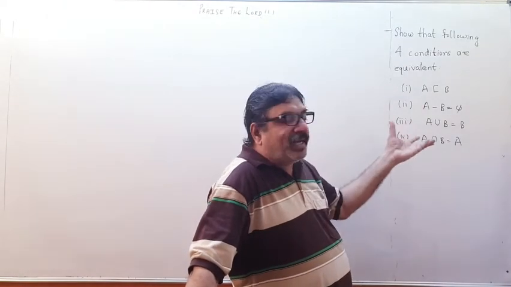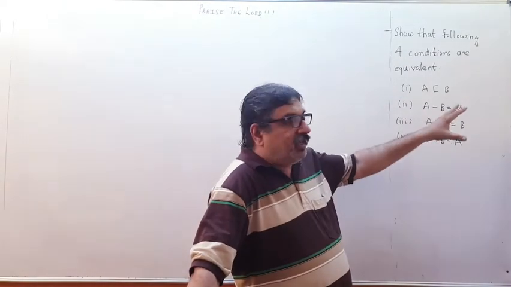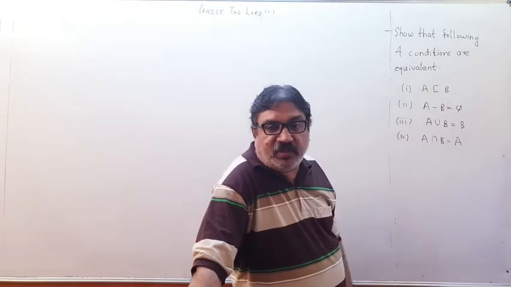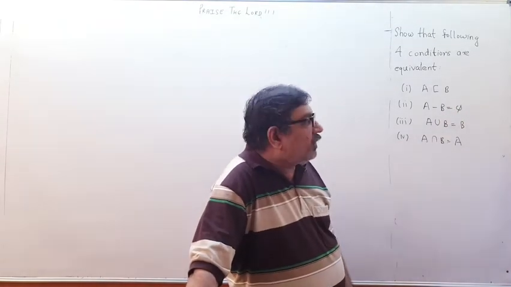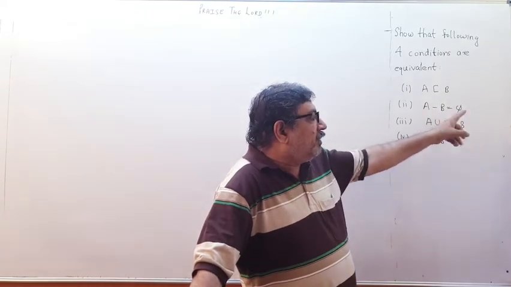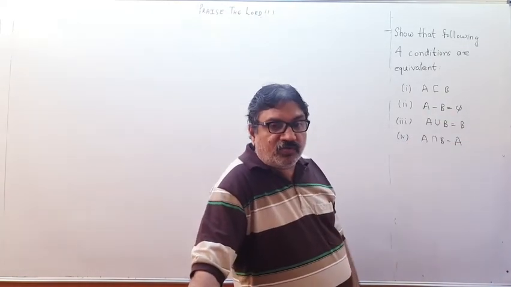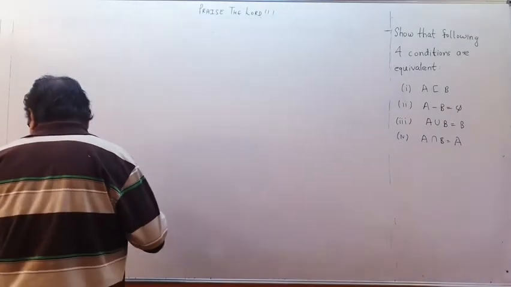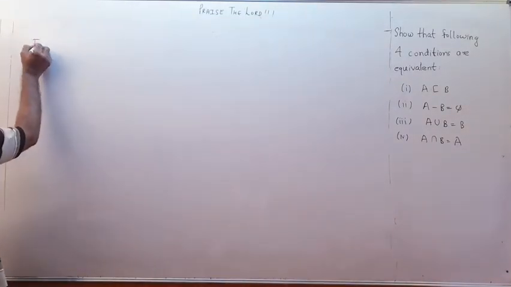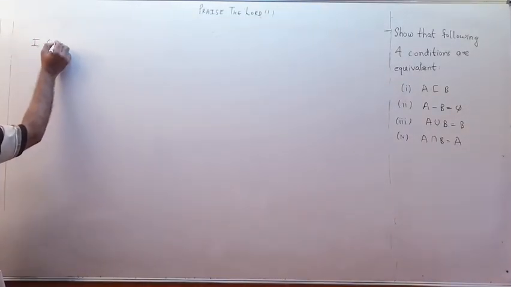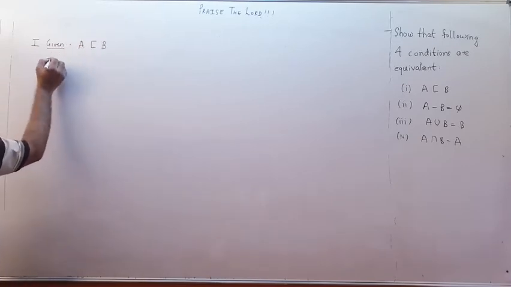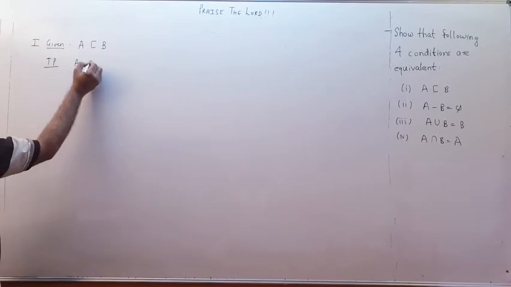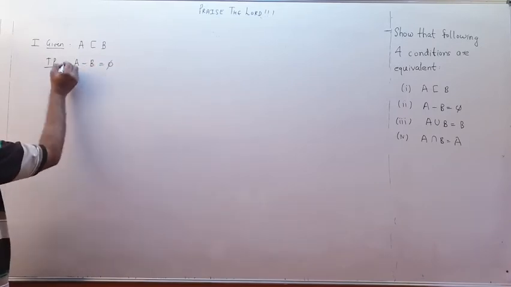If you try to draw Venn diagrams by taking A subset B, then all other three will be the same sets. That is the meaning of saying. But we go by the theoretical method, to prove that A minus B will be a null set if A subset of B and all those things. So I go by the first method. See, given is A is subset of B, and I have to prove that A minus B is null set.